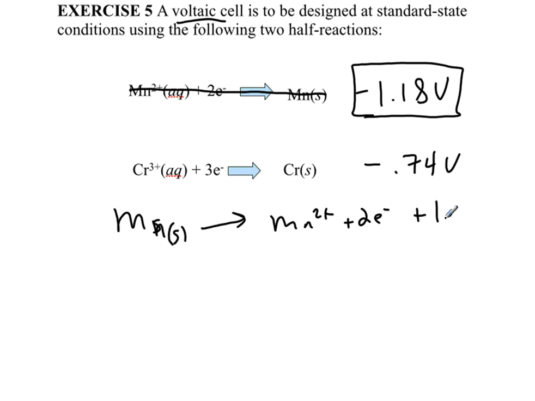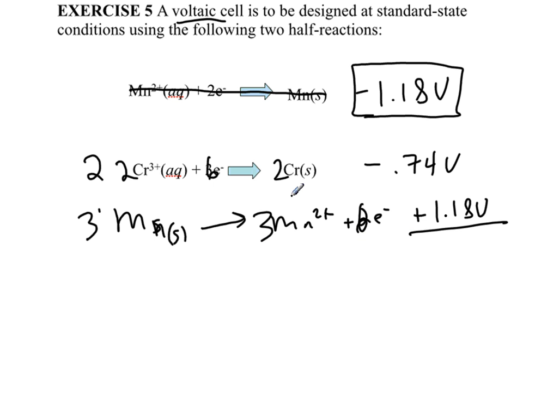At this point, my electrons don't cancel, so I multiply this by 2. This is going to be 2, 6, 2. I don't touch the voltage. I multiply this by 3. So this is 3, this is 6. Again, I don't touch the voltage at the end. My electron, or my n number, is going to be 6. So my electrons are canceling right here. Bam. To do the E cell, I add the two numbers together. I get 0.44. I knew from the fact that it was voltaic, it was going to be spontaneous, so I knew my E cell value was positive.